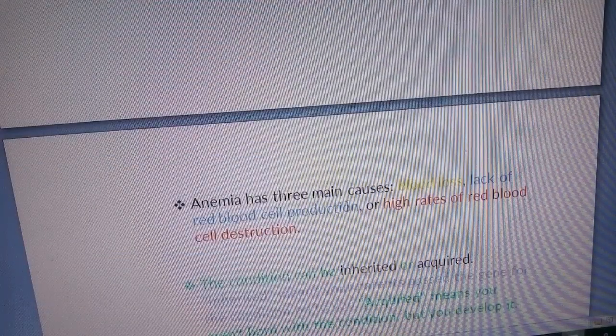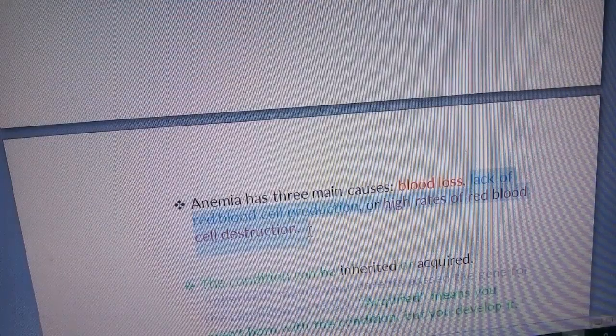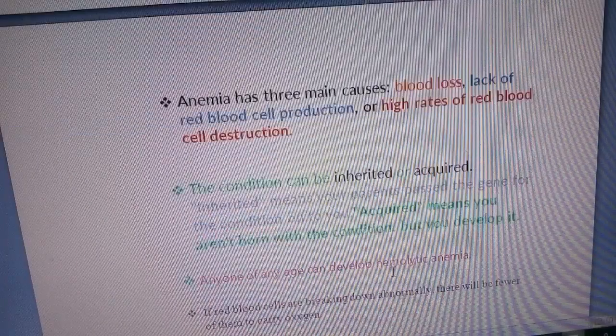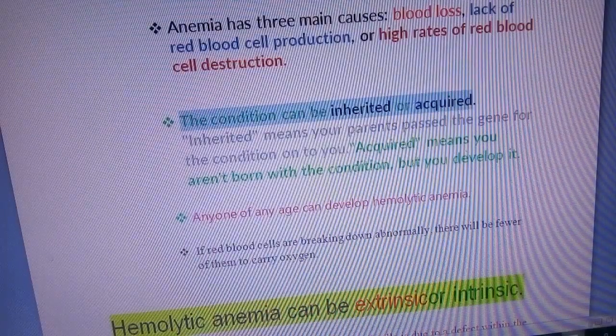Anemia has three main causes. One is blood loss. Second is lack of red blood cell production. Another is high rates of red blood cell destruction. The condition can be inherited or acquired.